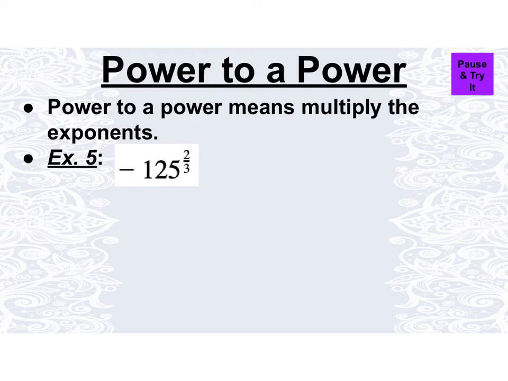So go ahead and pause and try this one. And keep in mind, we don't have any parentheses, so this negative is going to really just be the opposite. It's going to be applied after. So I have negative 125. I'm going to pull in my denominator and then square it. So the cube root of 125 is 5, squared. I'm going to apply my exponent, so I have negative 25.